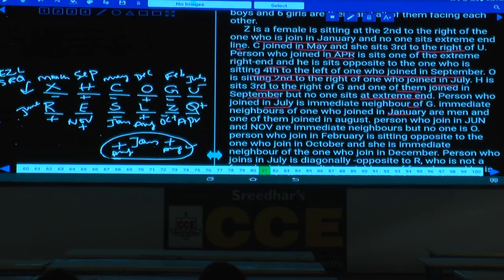Clear now? Immediate neighbor. Now we have not taken this information. Jan. Immediate neighbors of Jan are what? Males. Hence what is the final order here?